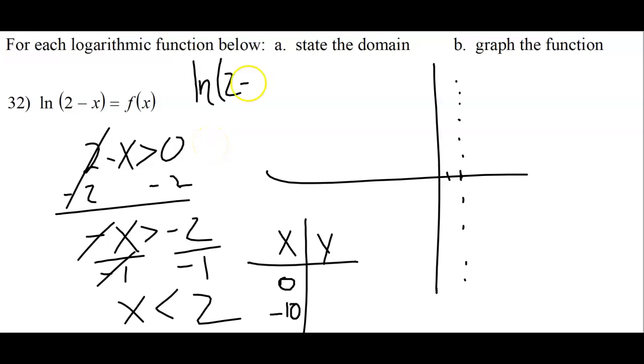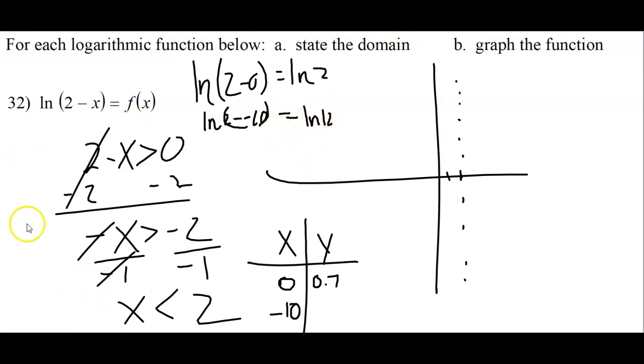So ln of 2 minus 0 is ln of 2, which we're going to need a calculator for. And that gives me approximately 0.7. And then we'll also plug in our negative 10 here. 2 minus a negative 10, which is ln of 12. And once again, got to use our calculator for that. Don't need to change a base, though, because we do have an ln button on our calculator. So for that one, I'm getting 2.5, and we'll go ahead and plot these dots.